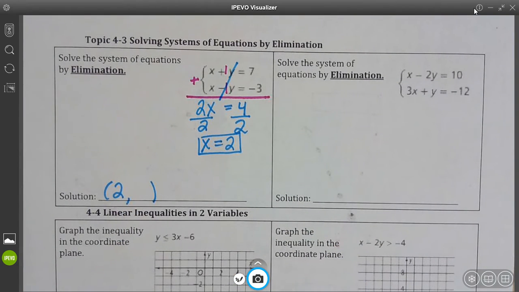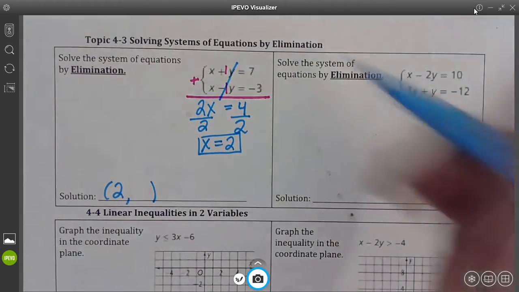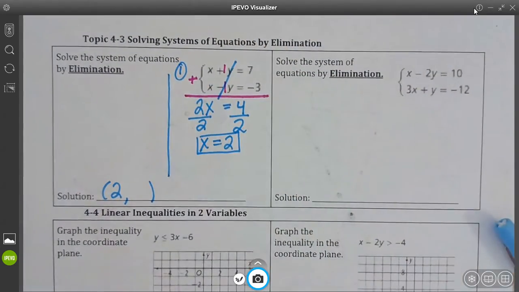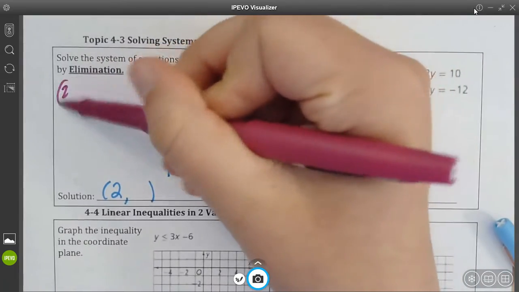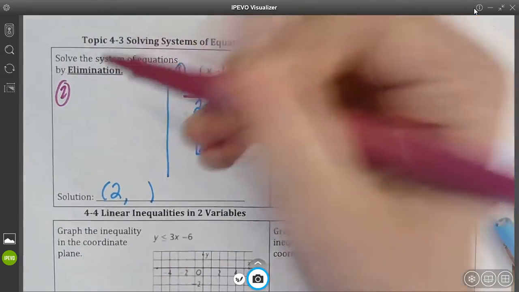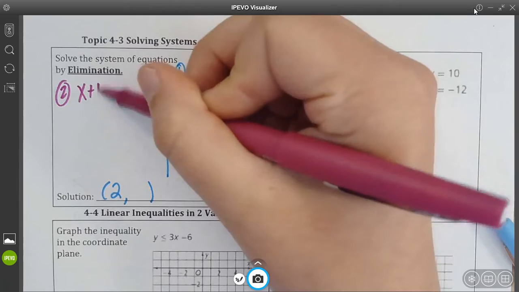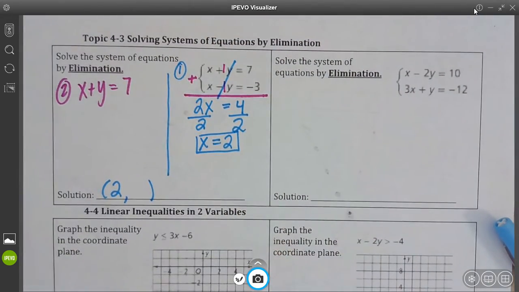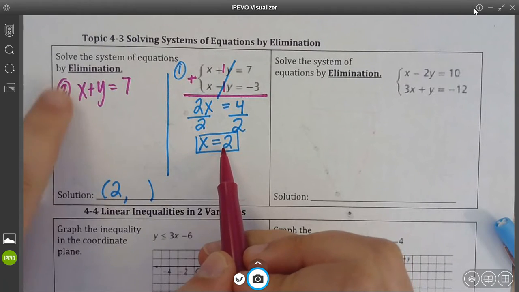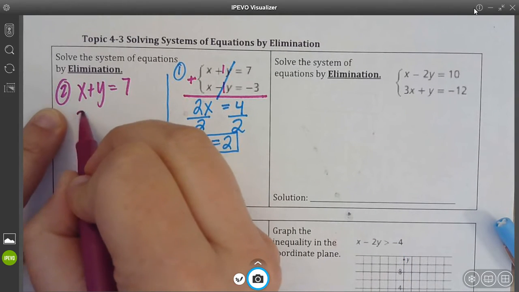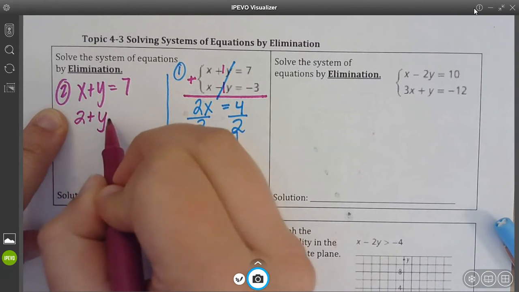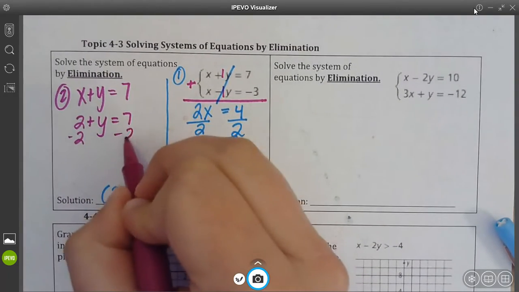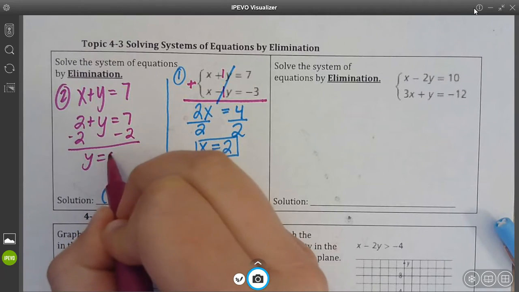But just like in our last problems, we need to find our y value as well. If this is step 1 over here, step 2 means we have to take either of these equations. I'm just going to take the top one because it doesn't have any negative numbers. X plus y equals 7. But I know my x value is 2. So this x right here, I'm going to replace with the 2. 2 plus y equals 7. I'll subtract 2 from both sides. Y equals 5.